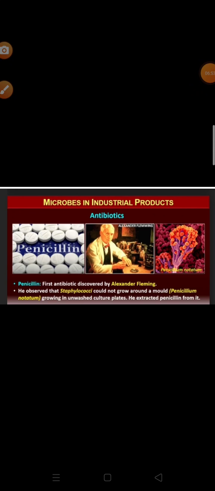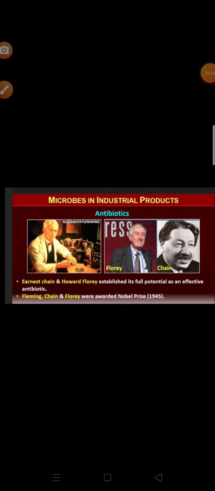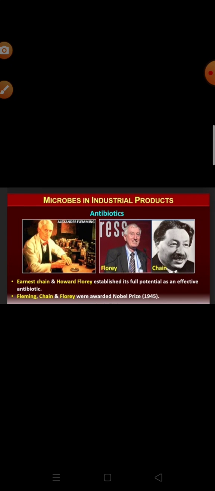Many diseases can be cured by using these antibiotics, like plague, whooping cough, which is known as kali khasi in local languages, diphtheria and leprosy.